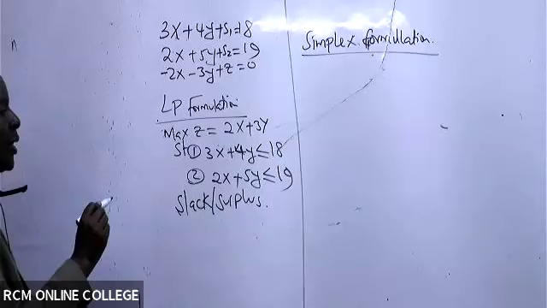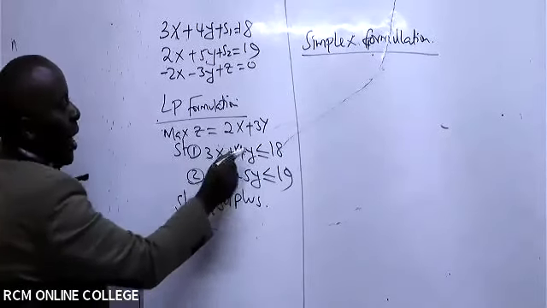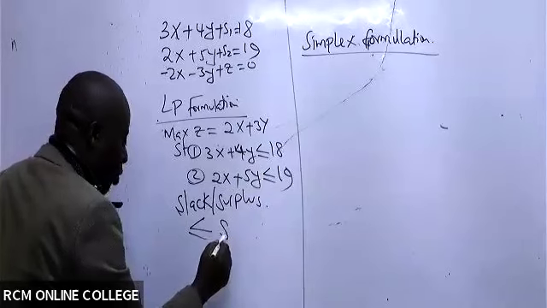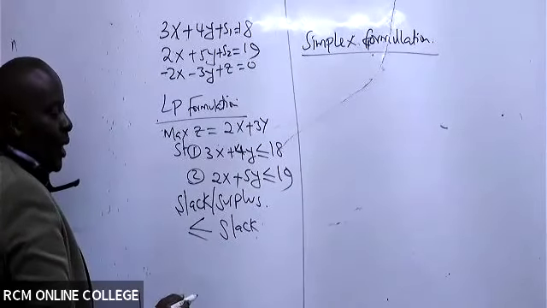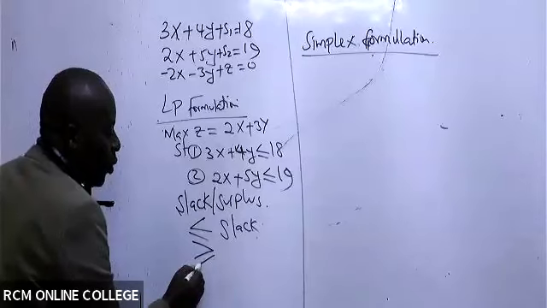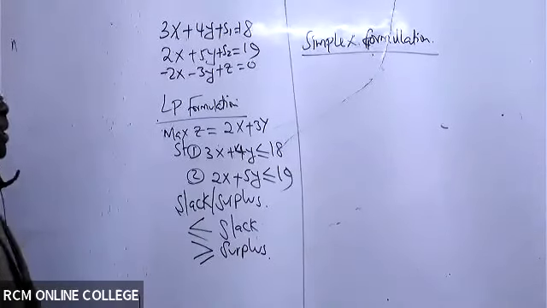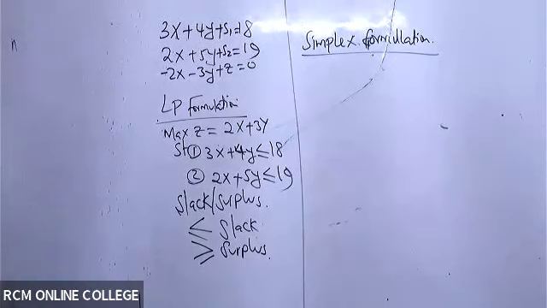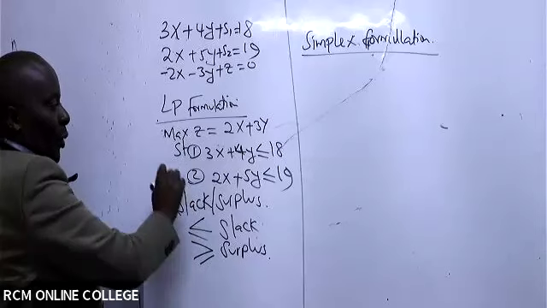If you remember what we said in the morning, whenever you have this kind of a sign, less or equal to, we normally call this one a slack. If you have this kind of an inequality, we normally use what we call a surplus. So in the Simplex formulation, we normally start with the conditions.